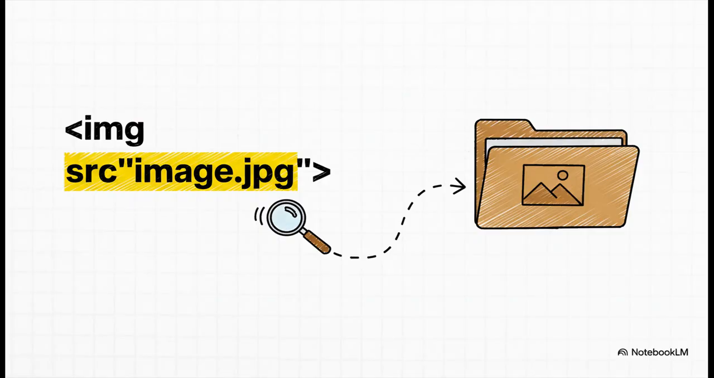And check this out. It works in a really similar way. Remember how the anchor tag had href for the destination? Well, the image tag has src, which is short for source. It does the exact same job. It's the address, the path, that tells the browser, hey, go find this image file and put it right here.